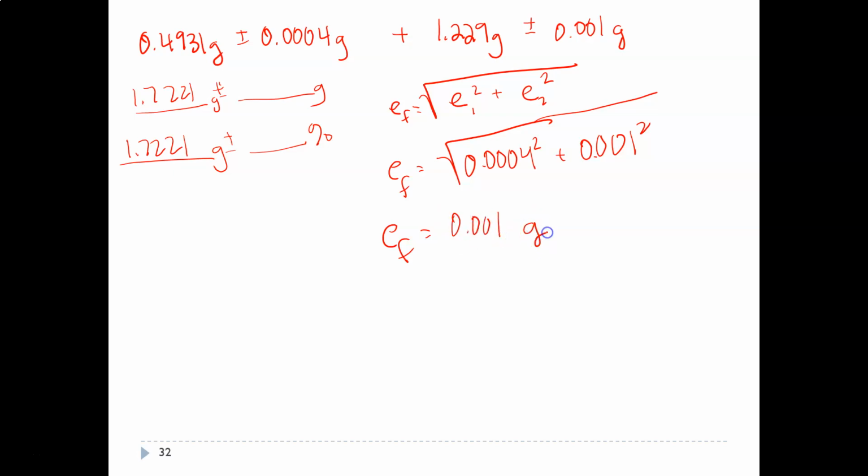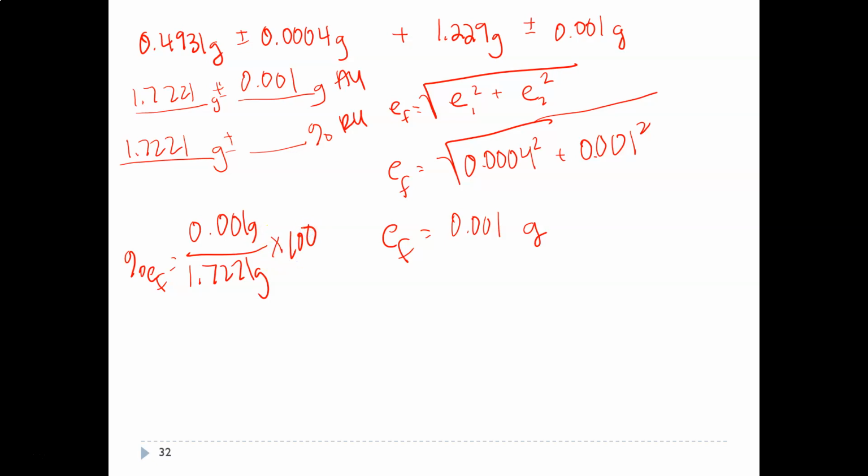And so the unit would still be grams because these are absolute uncertainties, 0.001 grams. Now, if I want to convert that to relative, because I like to have everything, so there's the absolute uncertainty and here's the relative uncertainty, then the percent would be the absolute uncertainty, 0.001 grams, divided by the value, 1.7221 grams times 100. And when I do that math, I get 0.06% relative uncertainty.